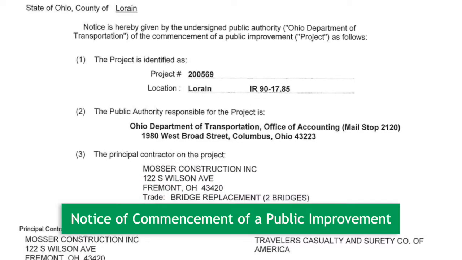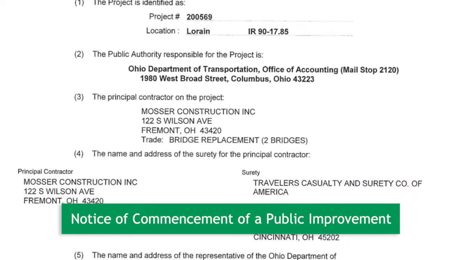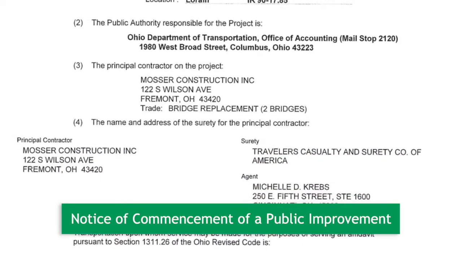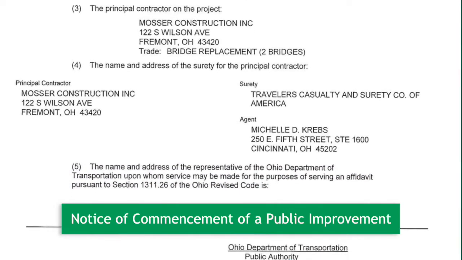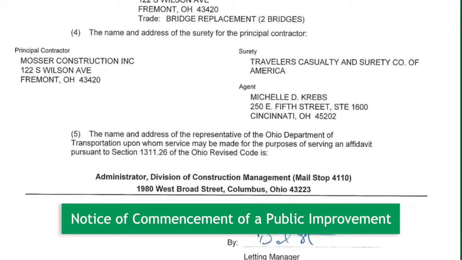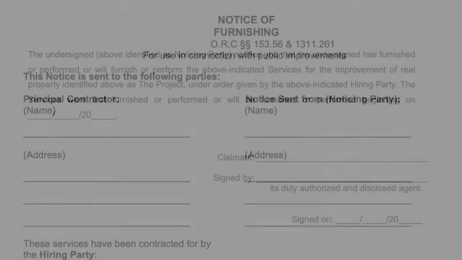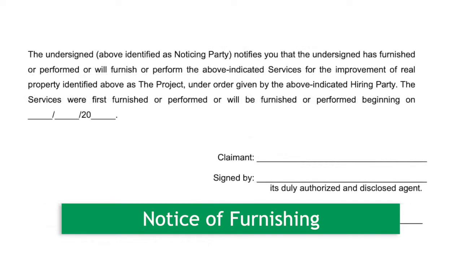The Notice of Commencement, or NOC, is the document that is required under Ohio law to inform the public that a project will begin. The Notice of Commencement is available for the material and labor suppliers so that they can file their Notice of Furnishing, or NOF, on a project. By filing a Notice of Furnishing, subcontractors and material suppliers can preserve their lien rights and would gain priority towards funds should the prime contractor default or not pay.